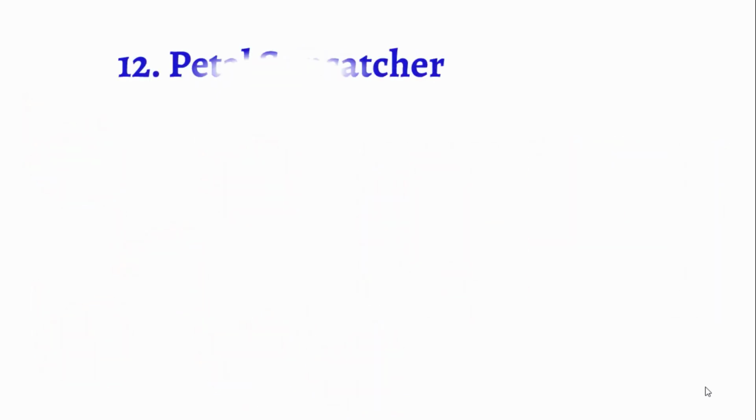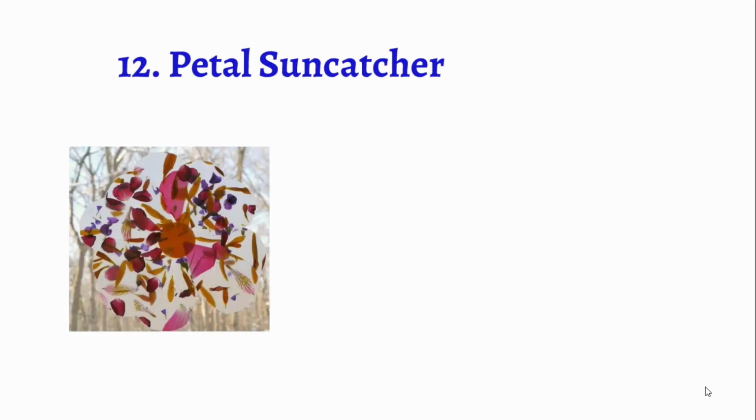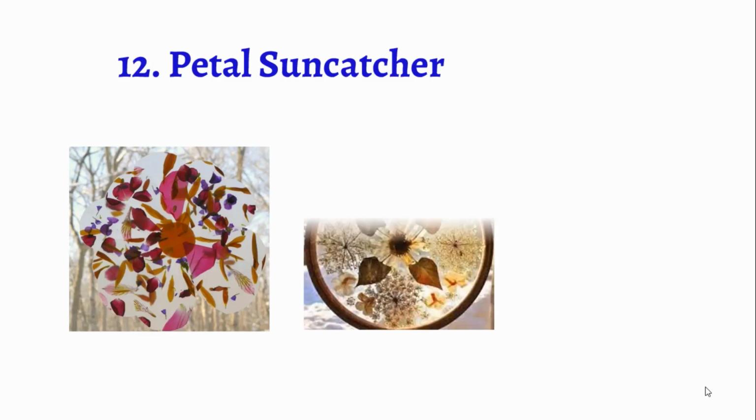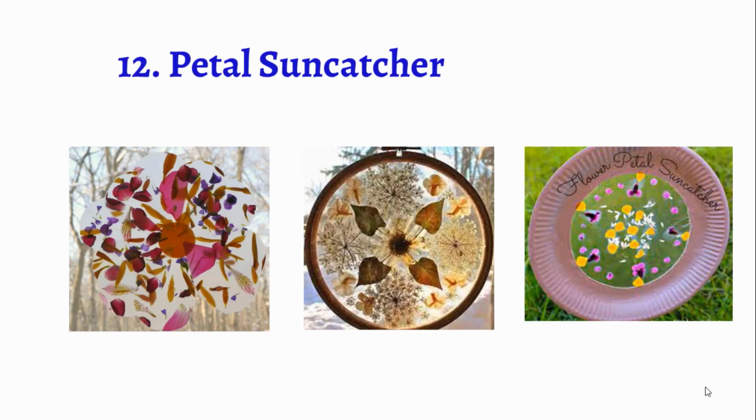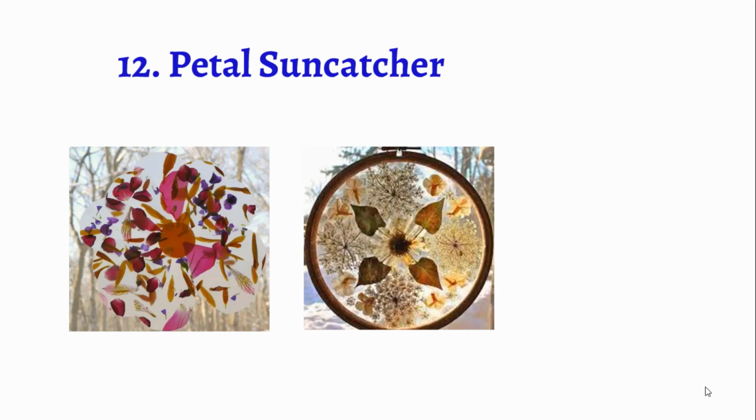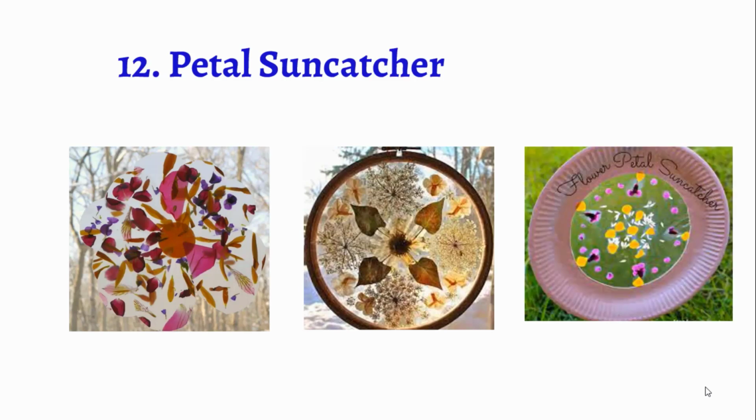Number 12, petal sun catcher. When petals are just starting to fall on the ground in late spring, collect some beauties and glue them to some white tissue paper. Hang them in the sunlight to show the display, the color of the beautiful petals.